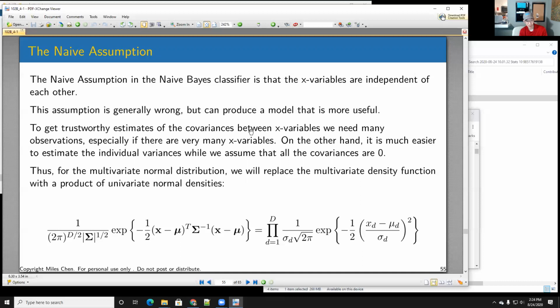And so what the naive assumption says is, I'm not even going to bother trying to estimate the covariances. We're just going to assume that the covariances are 0. Everything's independent. This is not going to be correct, but it certainly simplifies our life, and it can still produce useful results here.